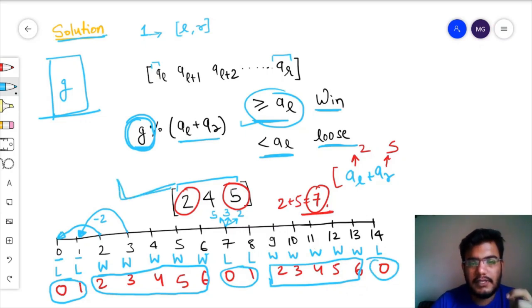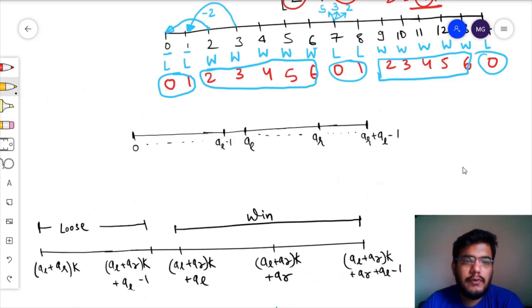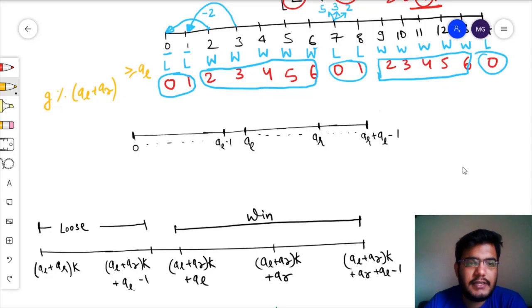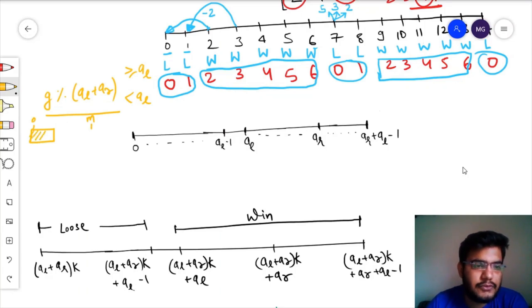Let's see how we can prove this in general. In order to prove our formula, that G modulo AL plus AR, if it is greater than or equal to AL, is a winning state, and if it is less than AL, is a losing state, we will divide the whole set of numbers from 0 to M into blocks of size AL plus AR. If we are able to prove it for K equals 0, then we can consider it true for the kth block, and if we are then able to prove it true for the K plus 1th block, we have successfully proved that this formula holds. This is the induction.